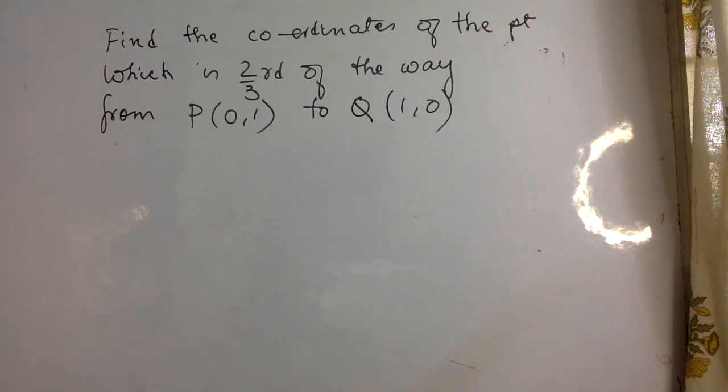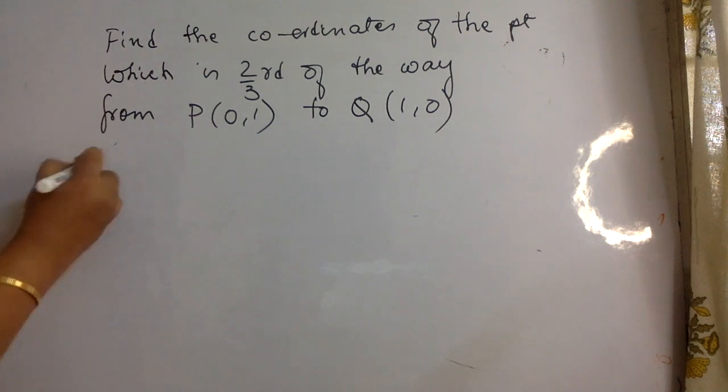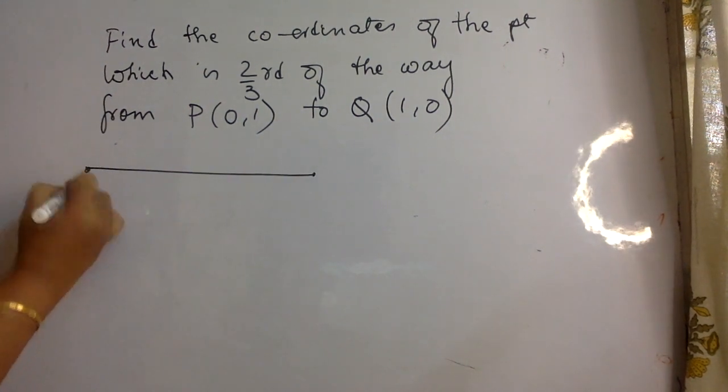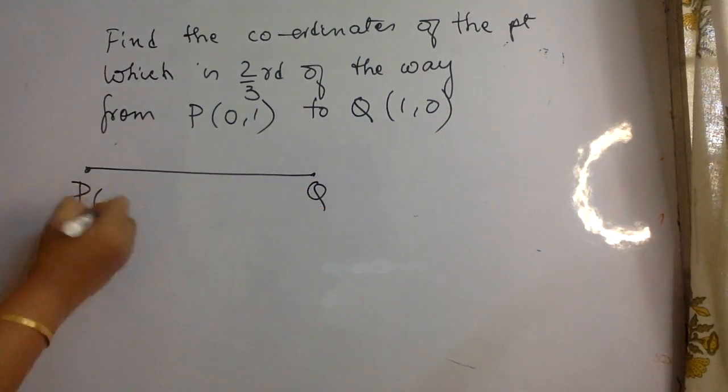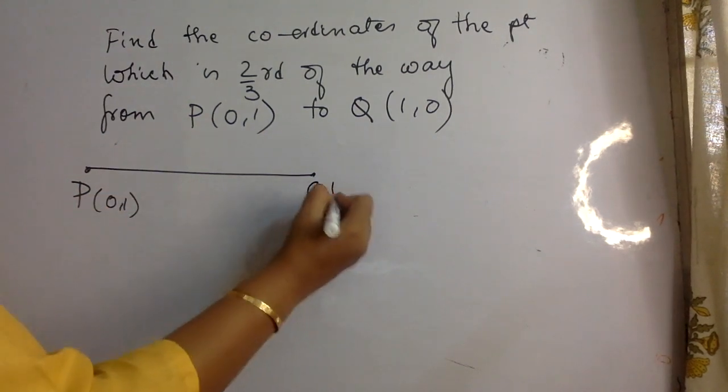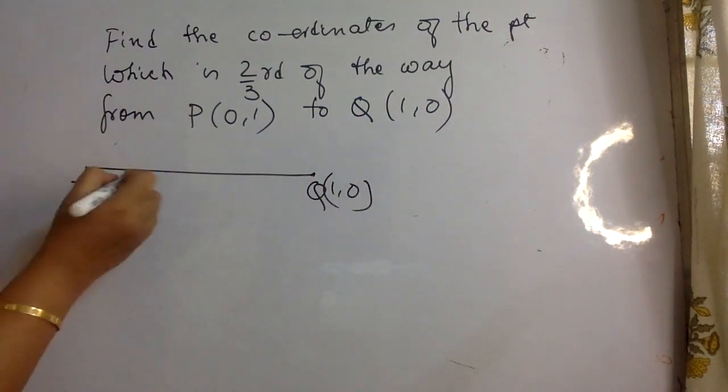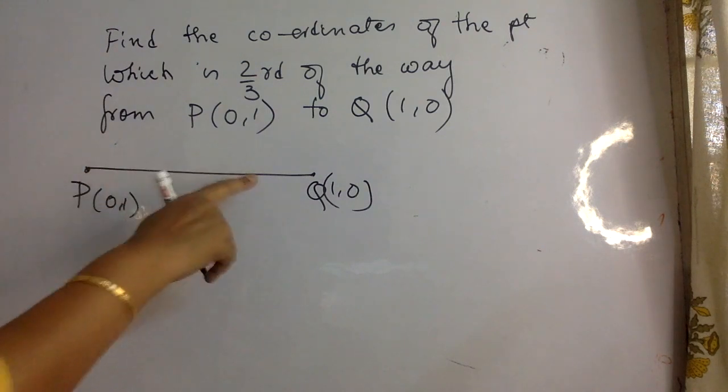Now here is another question which looked slightly different to me, so I thought I'll take this up. Find the coordinates of the point which is 2/3 of the way from P to Q. Remember, in all these, your success depends on your diagram. If you have drawn the diagram, you have a bigger chance of getting it right. And this is 2/3 from P to Q.